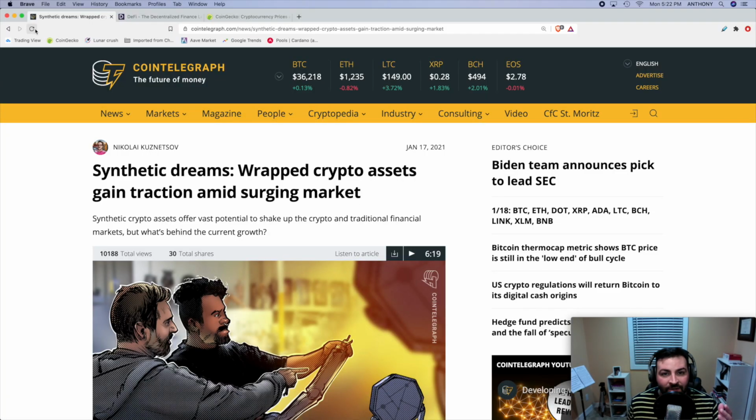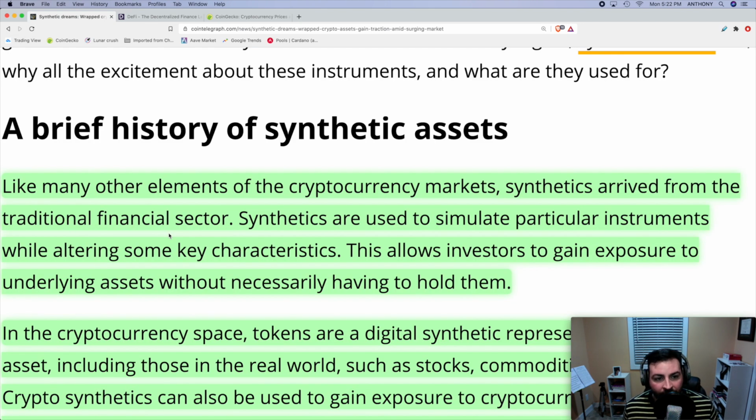So let's kick this off by talking about exactly what a synthetic asset is and help you understand what we're talking about when we talk about Synthetix as an altcoin project. So here it is, a brief history of synthetic assets. Like many other elements of the cryptocurrency markets, synthetics have arrived from the traditional financial sector. So this wasn't something that was just created by Ethereum developers. Synthetics are used to simulate particular instruments while altering some key characteristics. This allows investors to gain exposure to underlying assets without necessarily having to hold them.